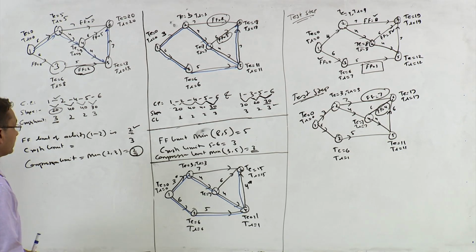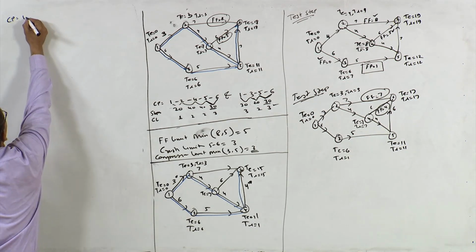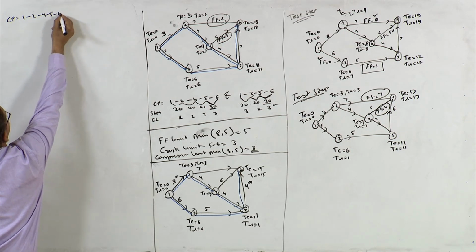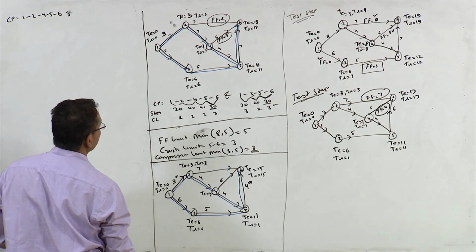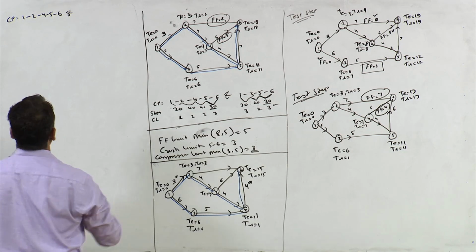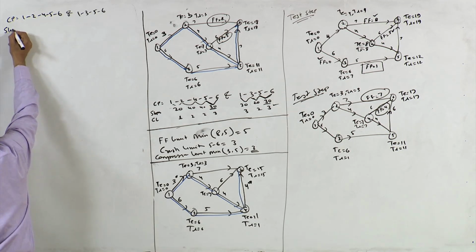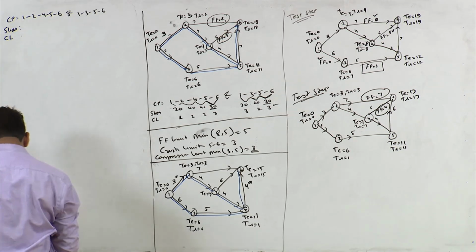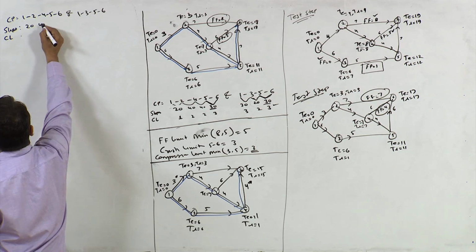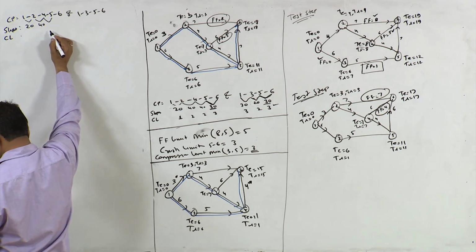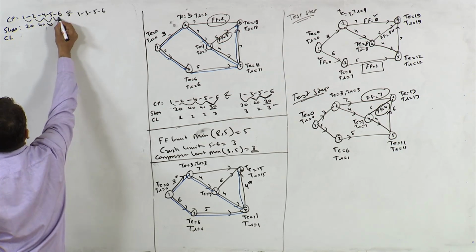Since you have got two critical paths here, you have got 1, 2, 4, 5 and 6, and you have got 1, 3, 5 and 6. Find out slopes and crash limits. So slopes are 20, 40, 20, 40, then again 40, 40 and 30, right? This 40, this 30.